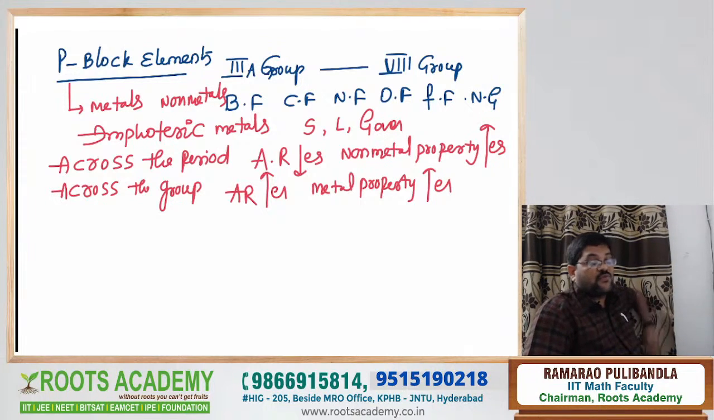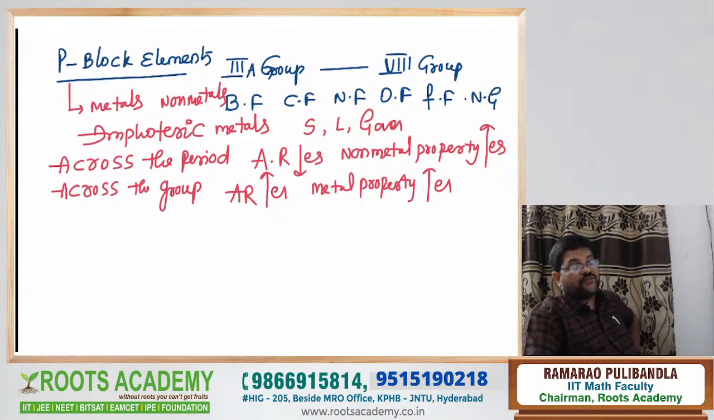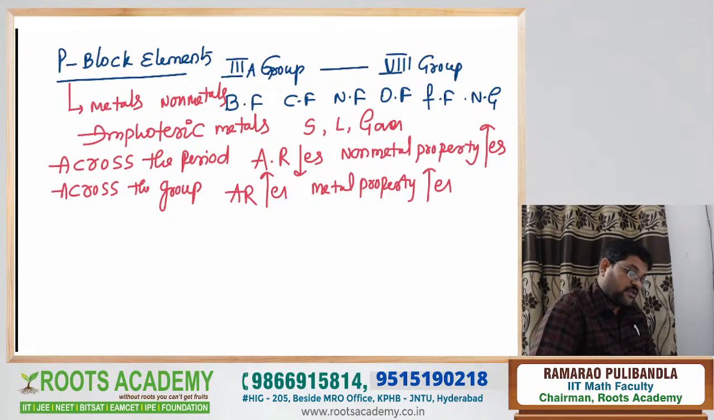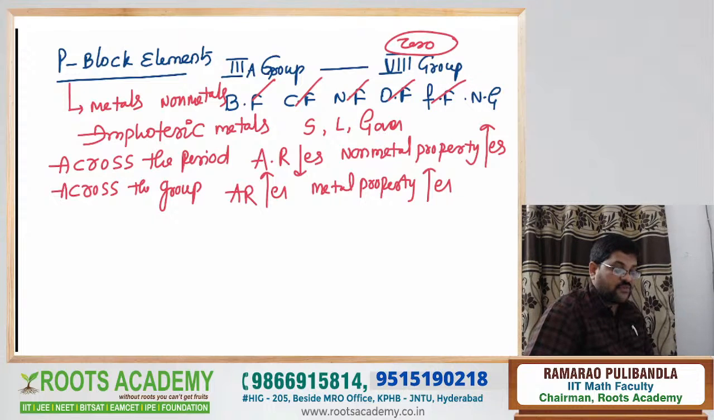In the P block elements, what groups are there? 3A, 4A, 5A, 6A, 7A, and noble gases, meaning 8 group. 8 group is also called the 0 group. 3A means the boron family. 4A means the carbon family. 5A means the nitrogen family. 6A means the oxygen family. 7A means the fluorine family. And 8A means noble gases, the 0 group. So P block elements are composed of metals, non-metals, and amphoteric metals.